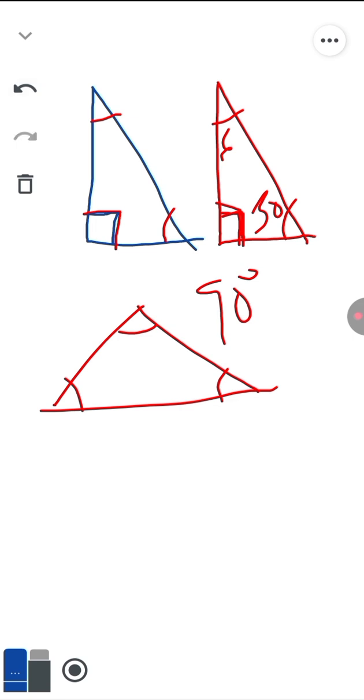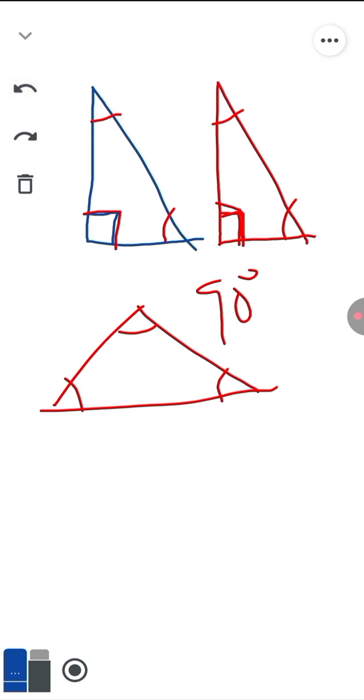So that means you cannot have another 90. Here cannot be 90. It's not possible, because 90 plus 90 is 180 already, and all of them should add up to 180. So the least that this place can be is maybe 89, and then here will be 1. So you cannot have another 90 again. It's not possible, because the remaining two have to share the 90. Do you get that now?